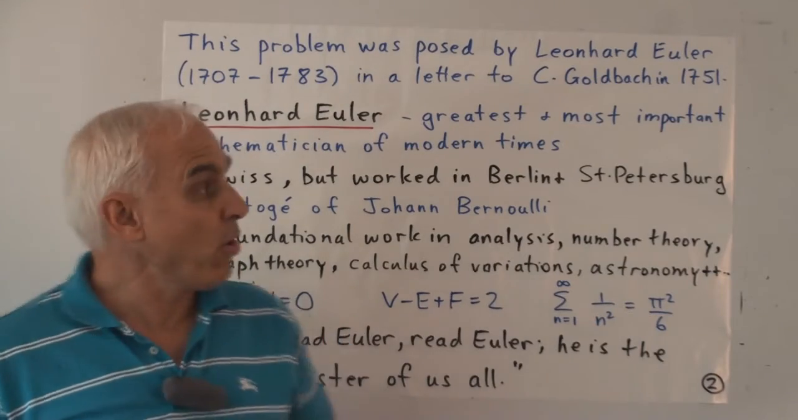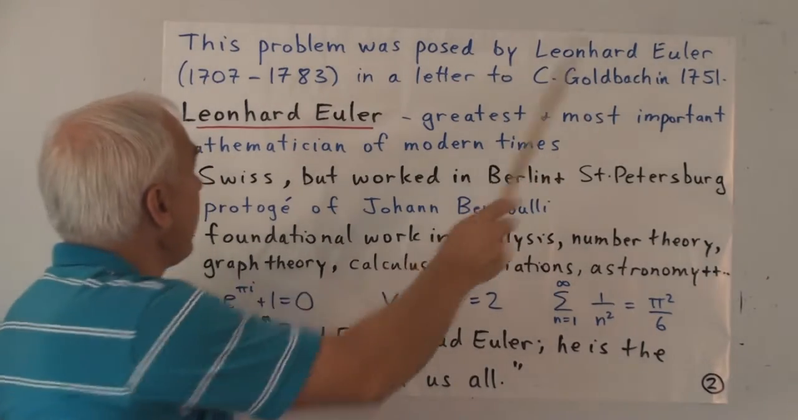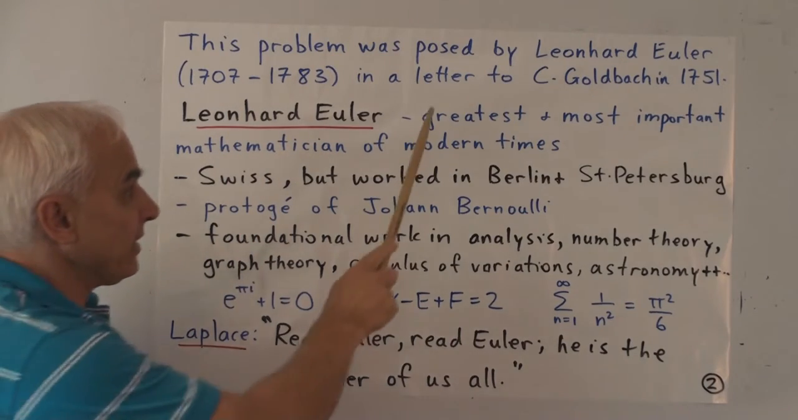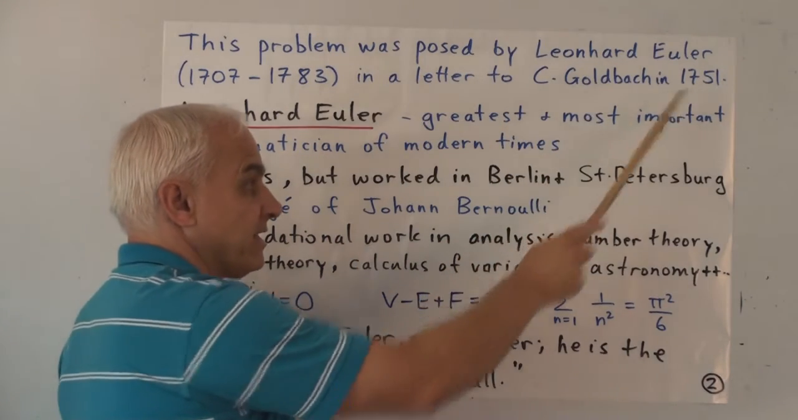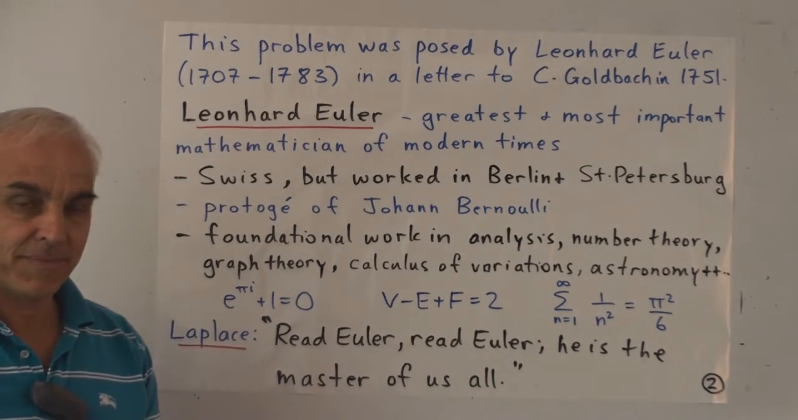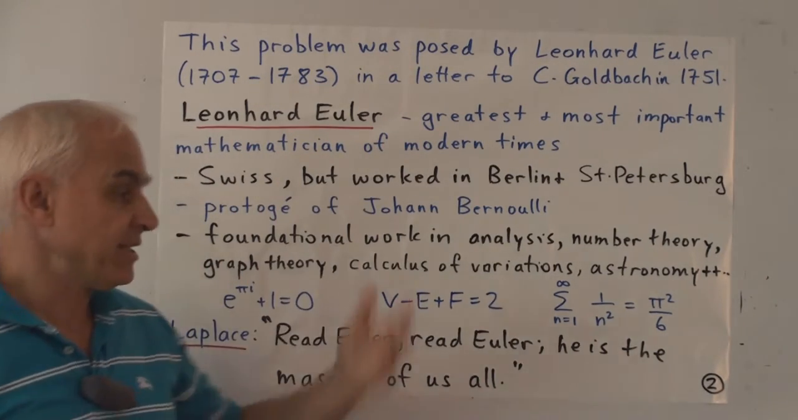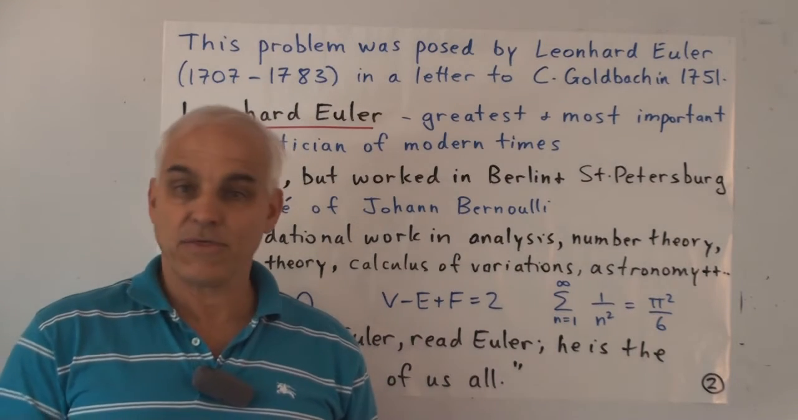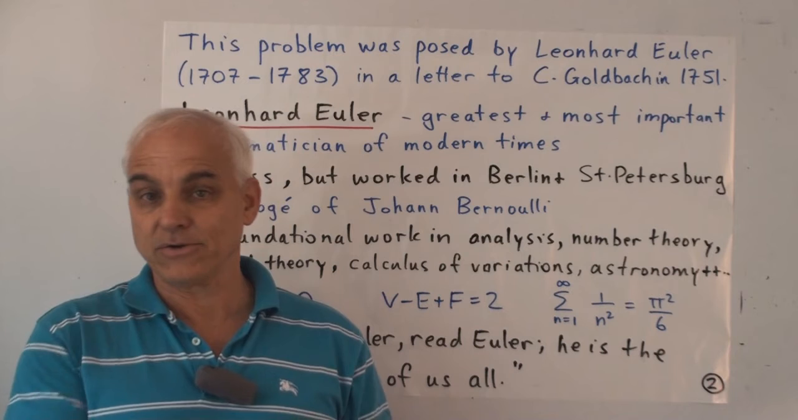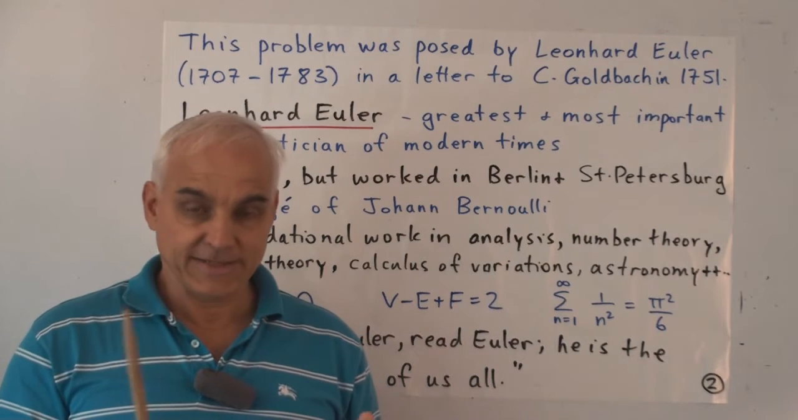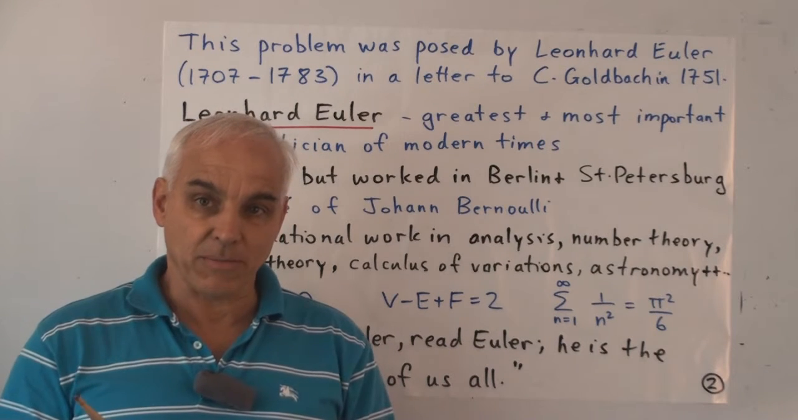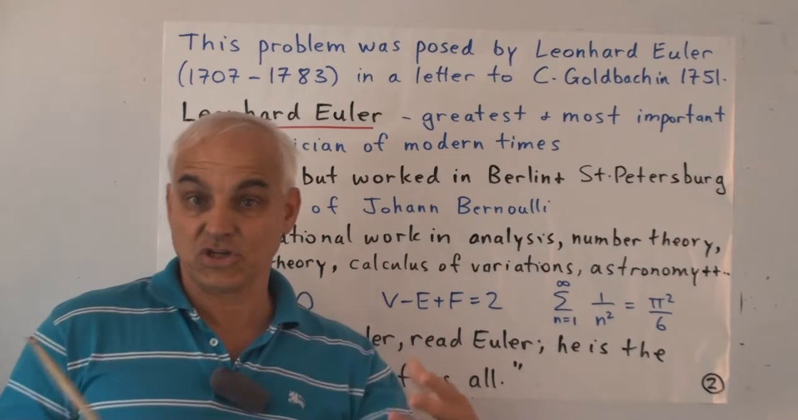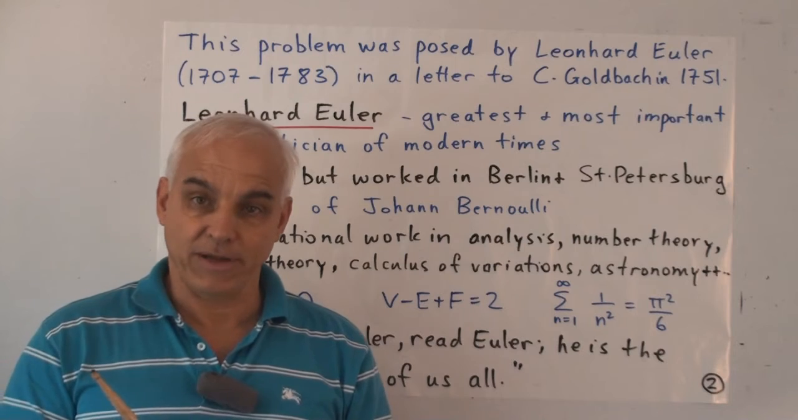So this problem was posed by Leonhard Euler, who lived from 1707 to 1783, in a letter to Christian Goldbach in 1751. In the 18th century and in the 17th century previous, mathematicians often communicated thoughts and ideas and results by letters to other mathematicians. And these letters would be actually quite valuable documents that would in some cases be copied and sent to other mathematicians or distributed informally.